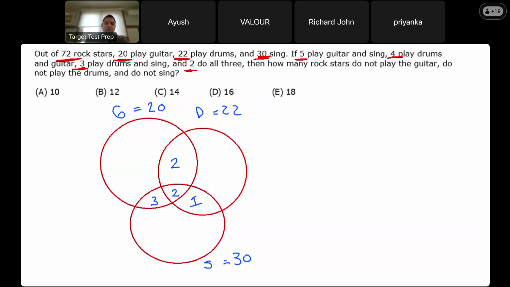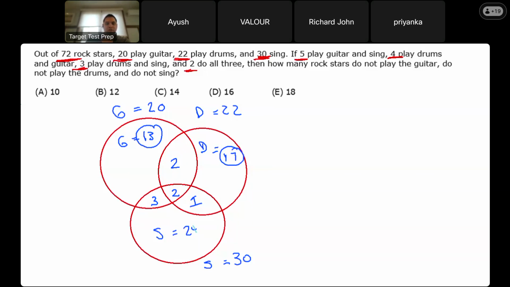So notice we're doing all of this subtracting. Now, guitar only is 20 minus what you see in those middle circles. So it's 20 minus, that's going to be 2 plus 2 plus 3 is 7, so 20 minus 7, which is 13. Drums only becomes 17, right? And then finally, sing only becomes 24.